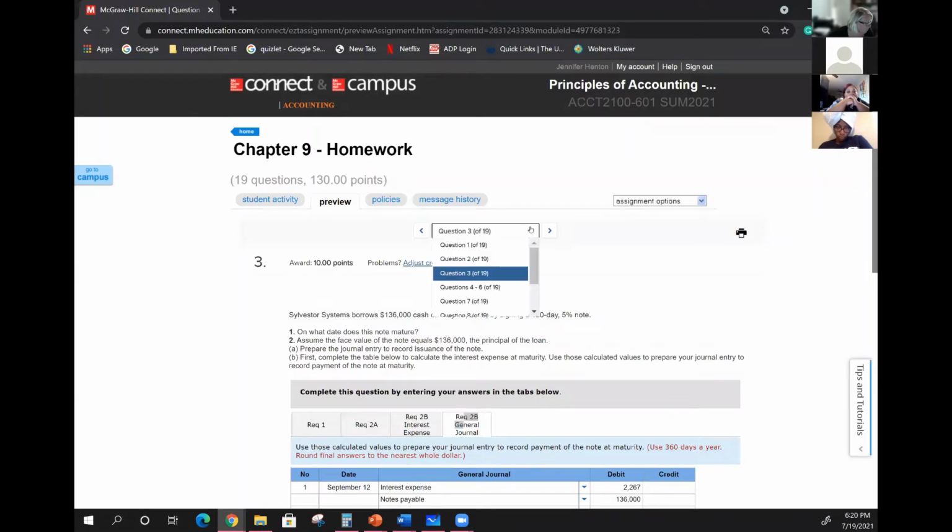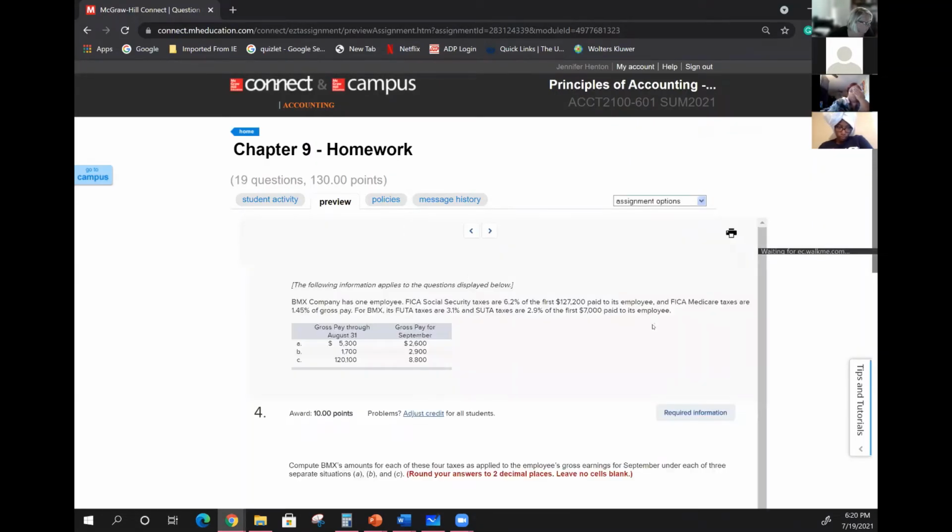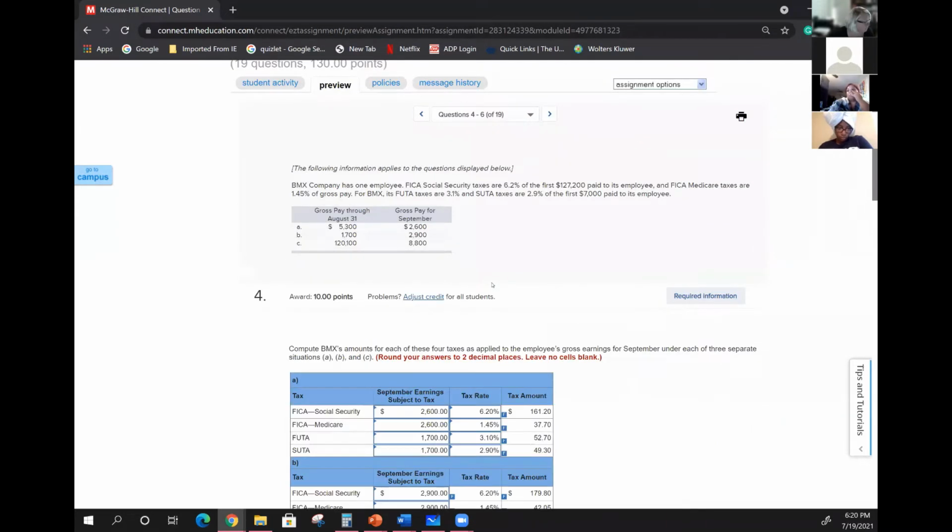Okay, let's do number 4. So 4 has got 4, 5, and 6. BMX company has 1 employee. FICA Social Security taxes are 6.2% for the first $127,200, and FICA Medicare is 1.45% of the gross pay.